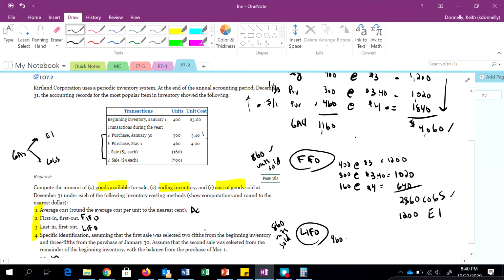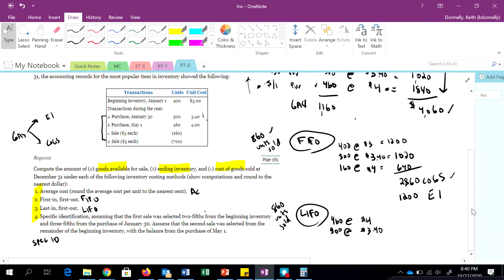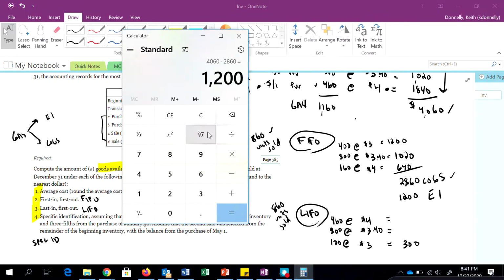So we're going to have 460 at $4. Then we're going to have 300 at $3.40. Then we're going to have 100 at $3. So that's 860. Let's do the math on these guys.